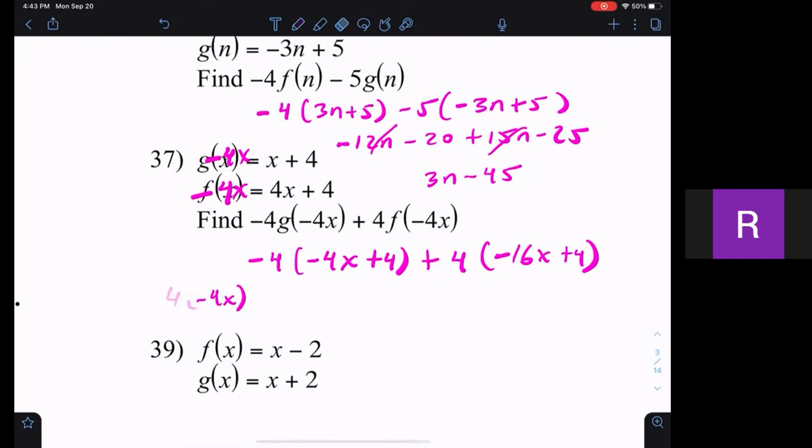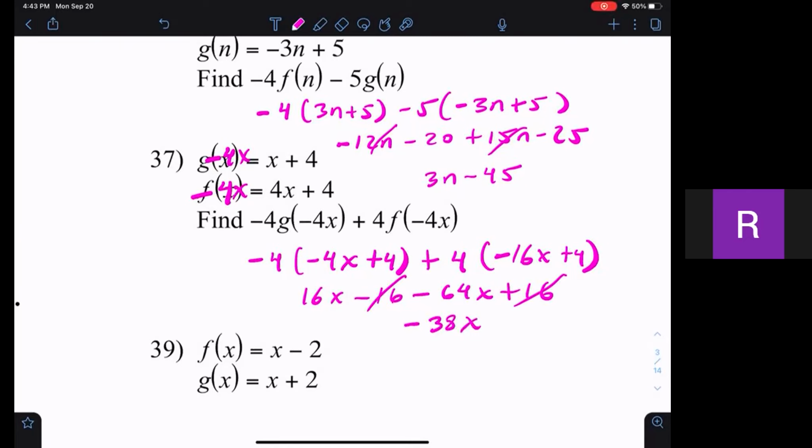Now you need to combine like terms, right? So this is 16x minus 16 minus 64x plus 16. So these cancel out. You get negative 48x, right? Maybe. That's the answer. So that's how you do this thing.